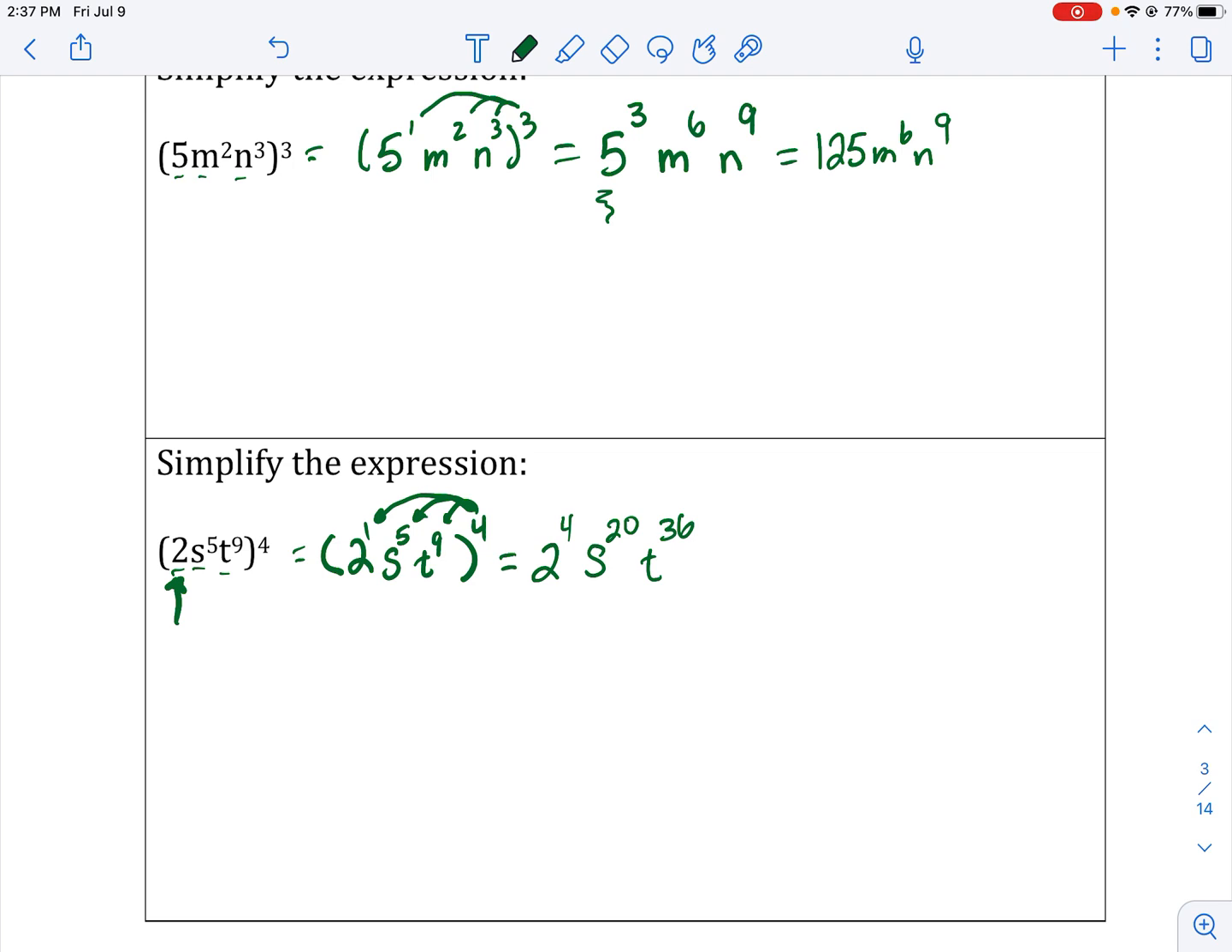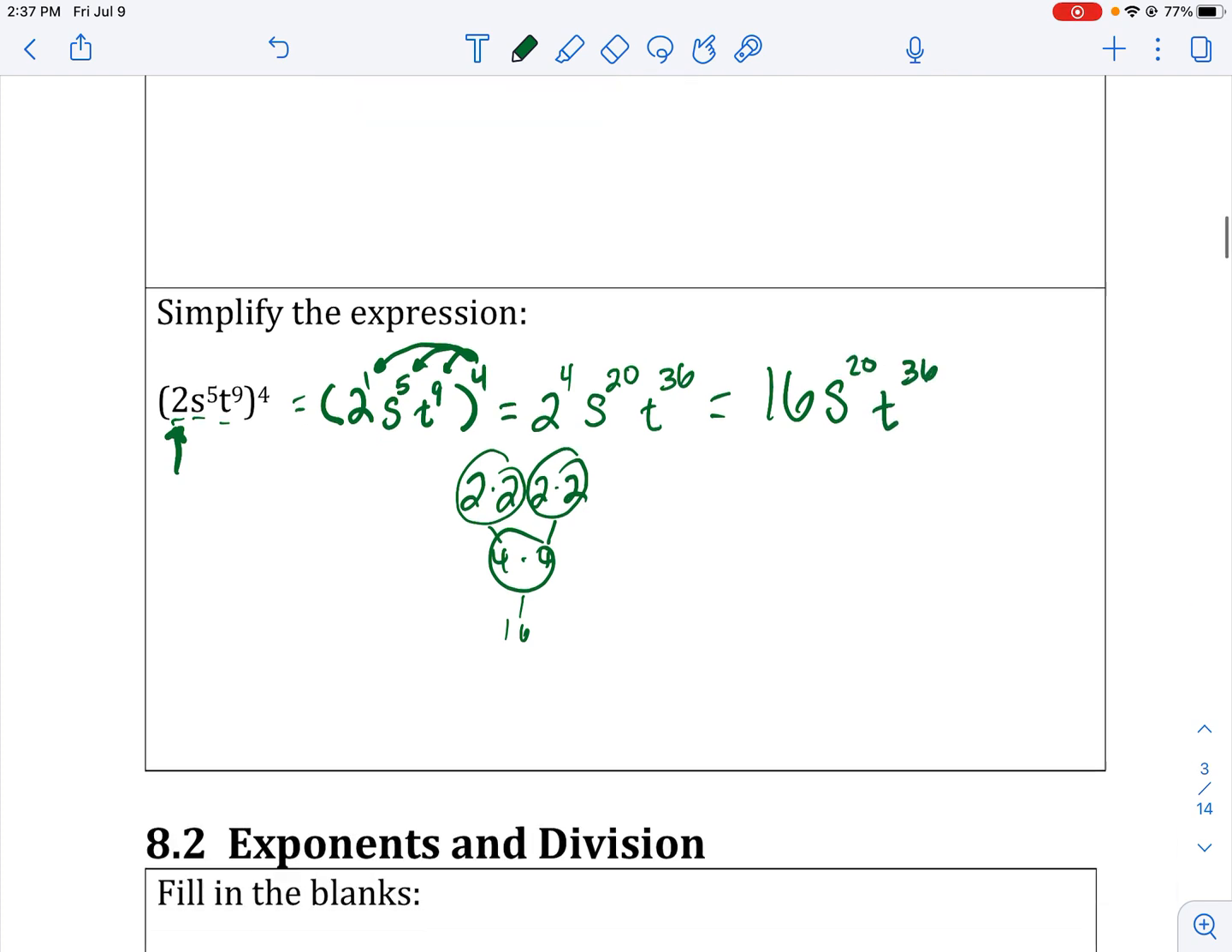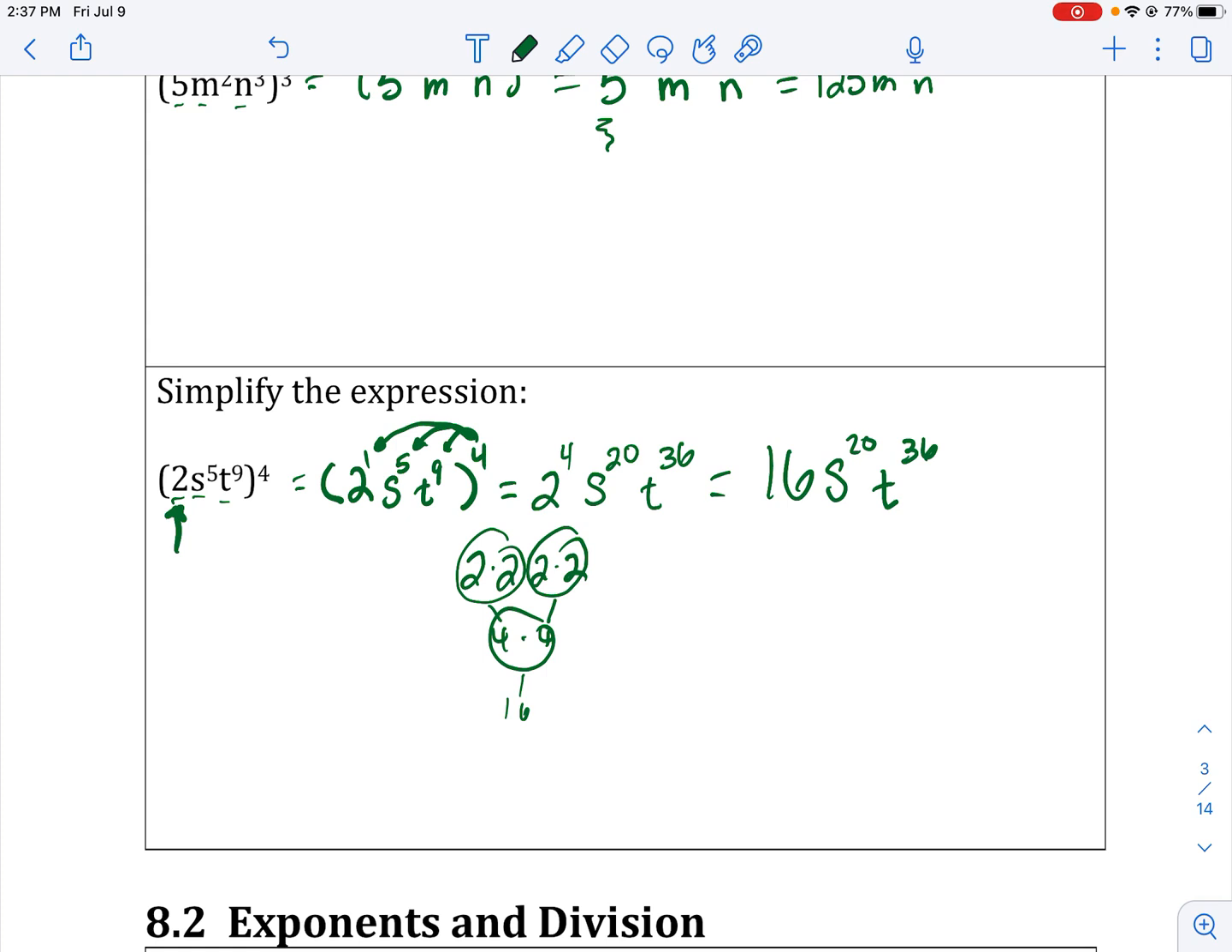Okay, and then we do 2 times 2 times 2 times 2. So 2 to the 4th. Here's what 2 to the 4th means. Okay, 2 times 2 is 4, right? 4 times 4 is 16. So I'm left with 16 s to the 20th, t to the 36th. And that's what we do with our exponents when we have a power to a power.